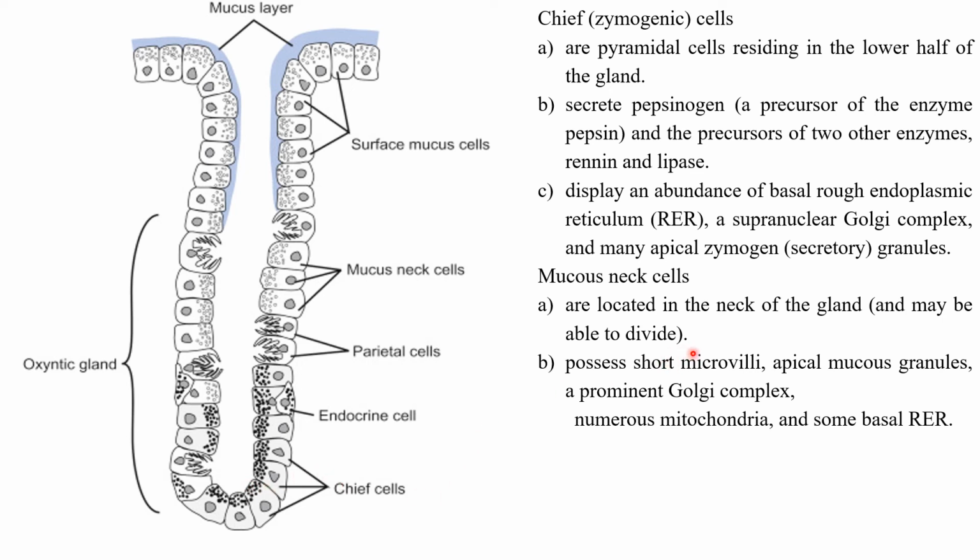Along with chief cells and oxyntic cells, there are a lot of mucous neck cells, and these cells are located in the neck of the gland. In this region they are located. Many mucous neck cells, or sometimes they are also called simply neck cells, are present and concentrated in the neck region of the gland. And they possess very short microvilli, apical mucus granules, prominent Golgi complex, numerous mitochondria, and some basal RER. RER means rough endoplasmic reticulum.